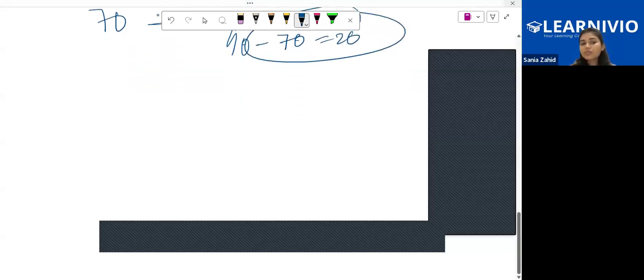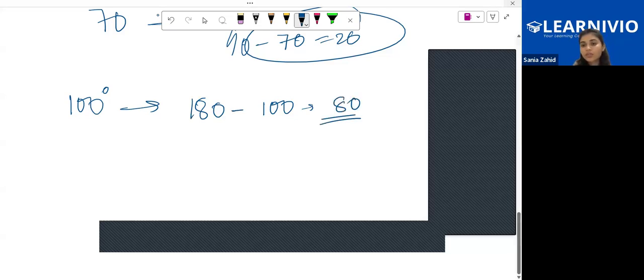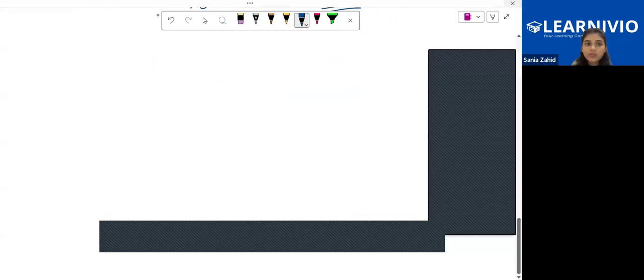Okay, now I change the question. I say find the supplement of the given angle. So what is the supplement of 100 degrees? 180 minus 100 degrees, so the supplement is 80 degrees. Yeah, good. So everybody knows the difference between complementary and supplementary angles very clearly. Yes, ma'am. Now we will study the types of angles.